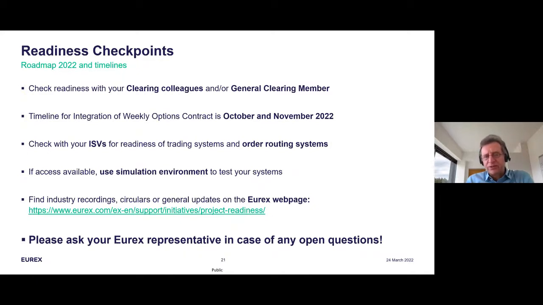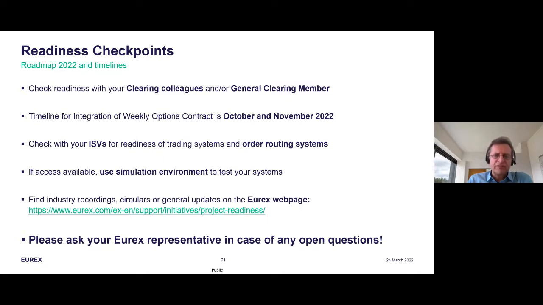But nevertheless, also on the trading side, please check your order routing systems, please check with your ISVs that they are also able to handle sub-monthly expiring contracts. And as mentioned, please use our simulation environment for test purpose. All asset classes supporting sub-monthly expiring contracts are now available. We would highly recommend to use this simulation environment for testing opportunities in order to make sure that your systems are up and running with these sub-monthly expiring contracts.